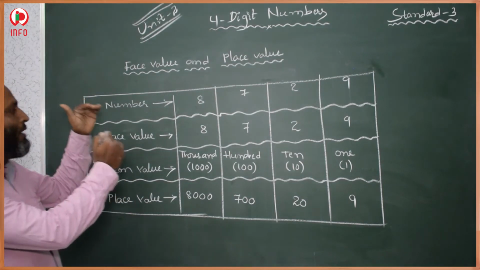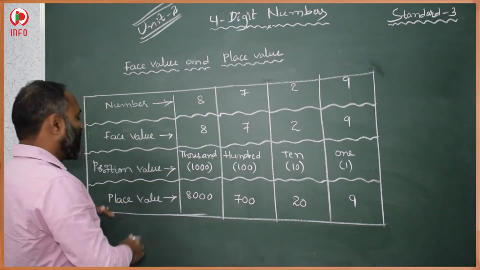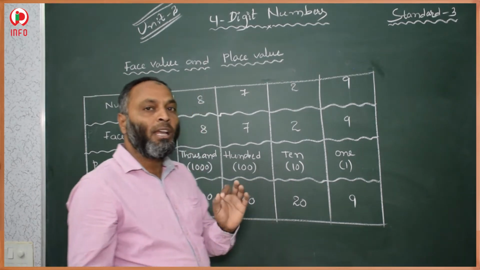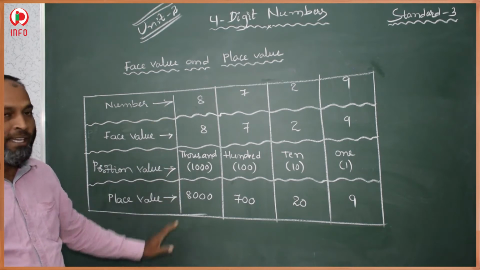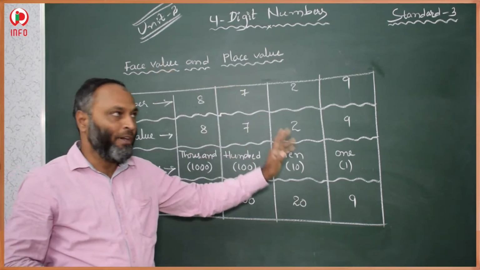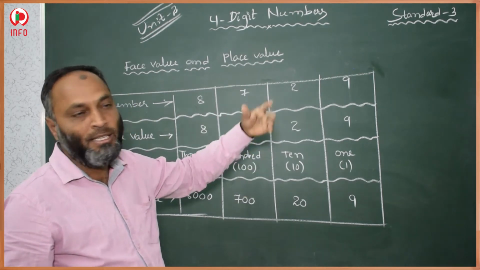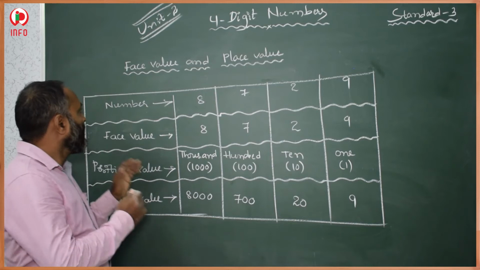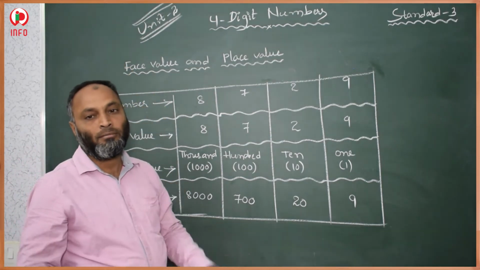Face value means whatever number is there, that number we have to write. For place value, we check where the number is in the position, and we multiply with that place and write. If it is in thousands place, we take 8000. If it is in hundreds place, 100, and in tens place, that many tens, and in ones place, that many ones. So this is the method to write face values and place values.